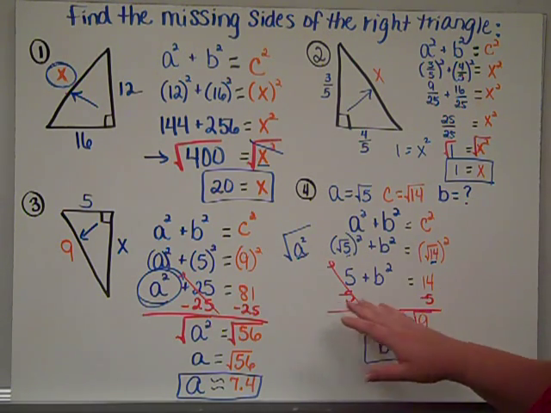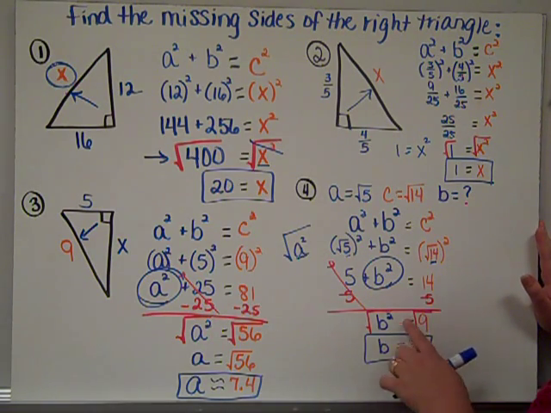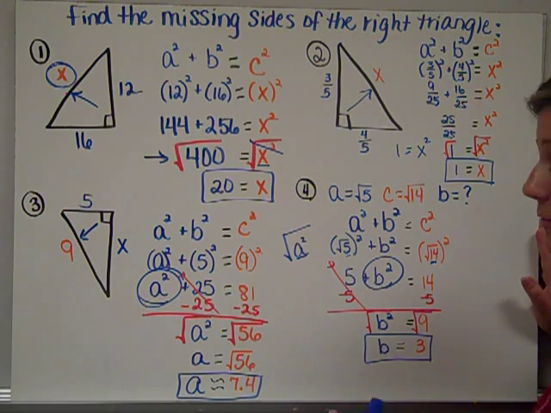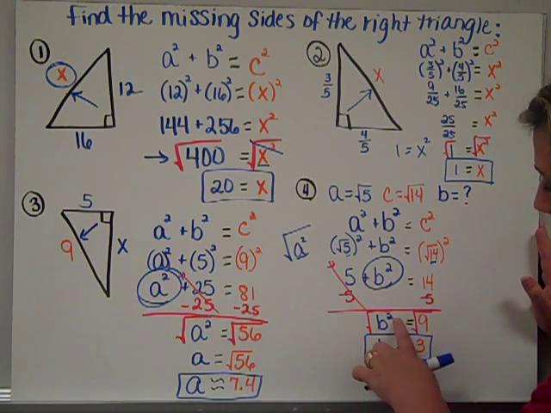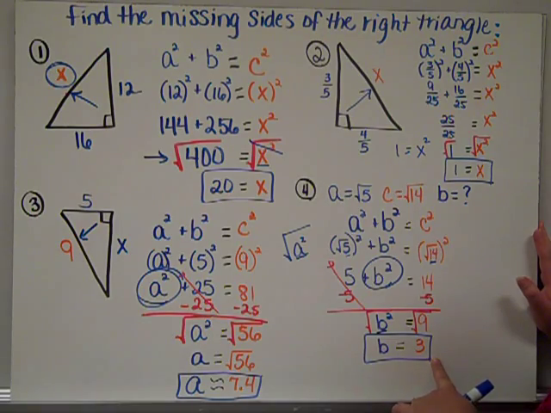Now, again, I'm solving for b squared, so I need to subtract 5 from both sides. B squared equals 9, and at that point, I need to take the square root of both sides. So when I take the square root of b squared, my base comes down. B is my base. And then the square root of 9 is positive 3.